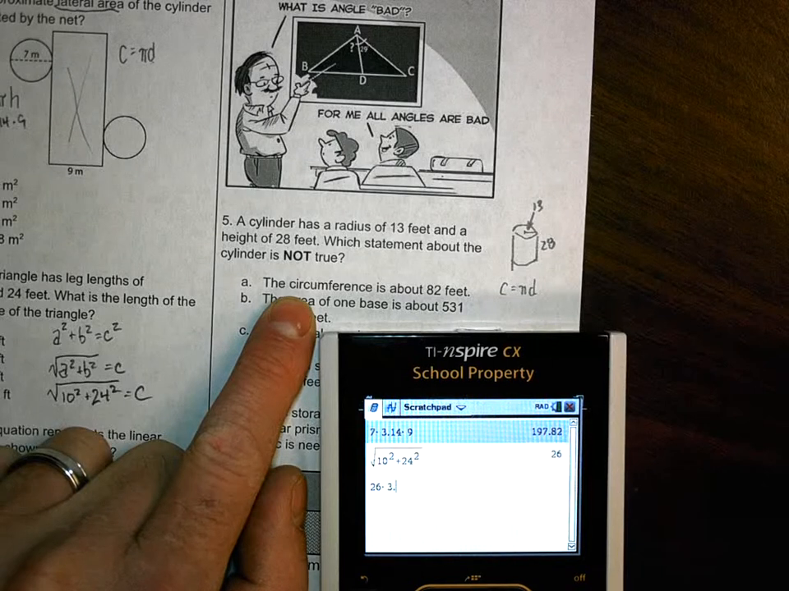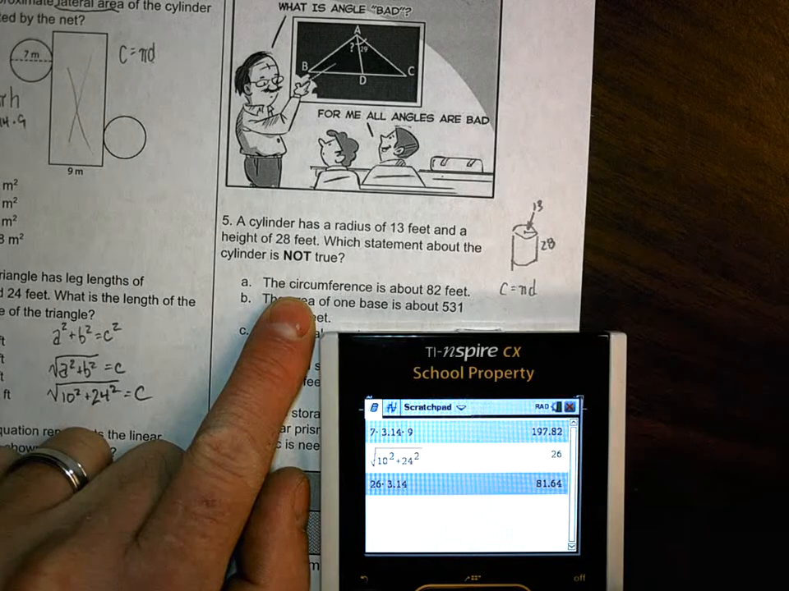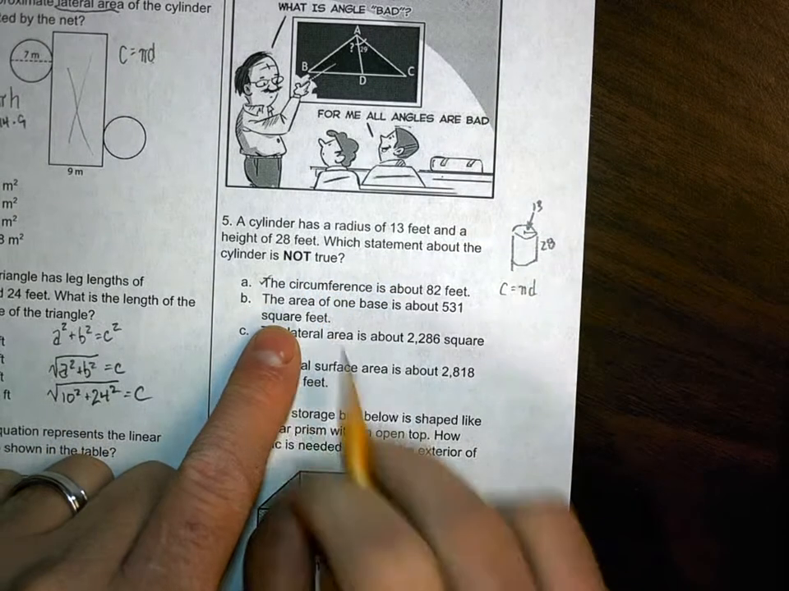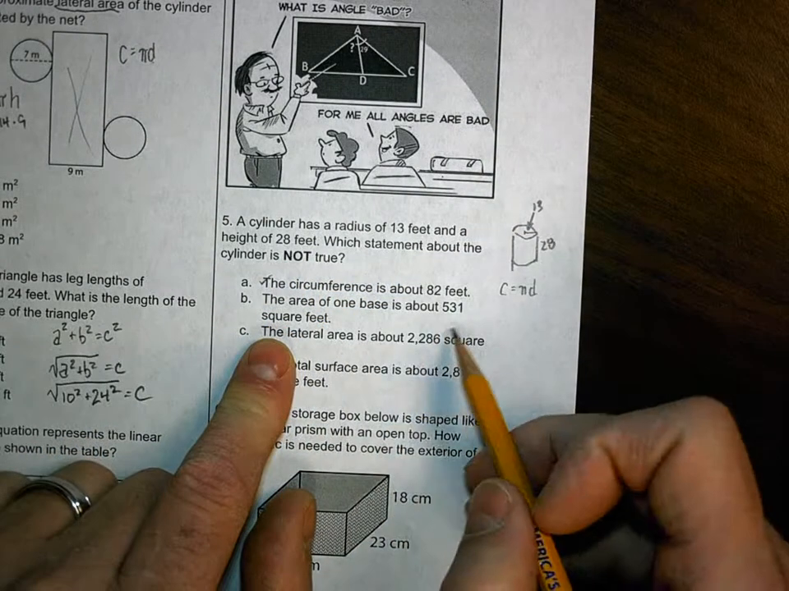Times 3.14, and that equals 81.64, which is about 82. So that one is true. We're looking for not true. The area of one base is about 531 square feet.